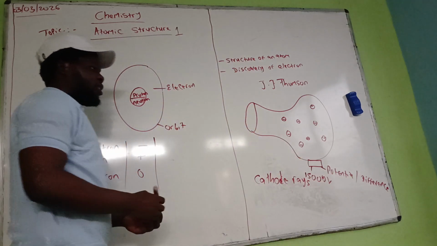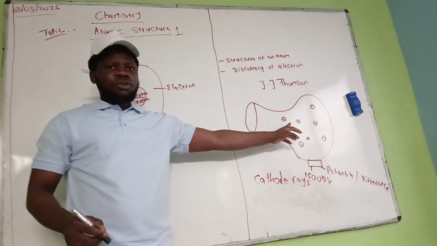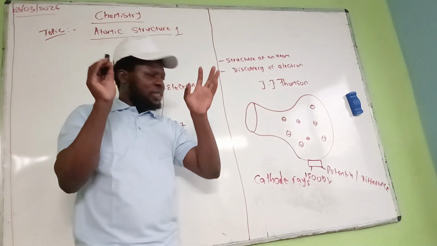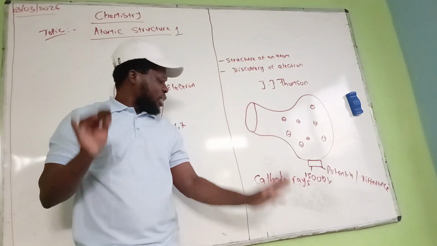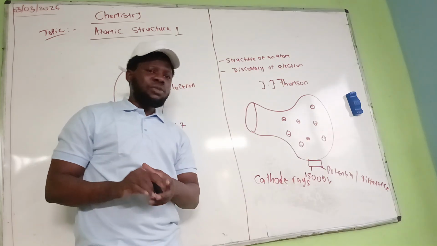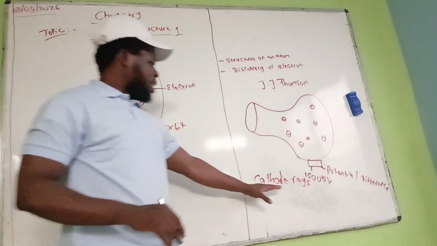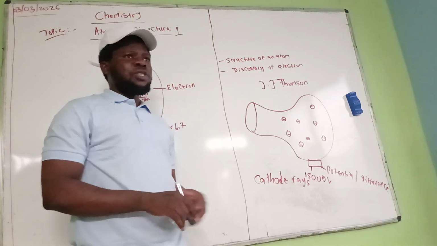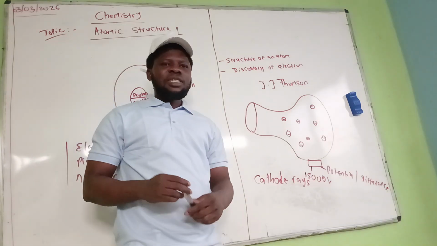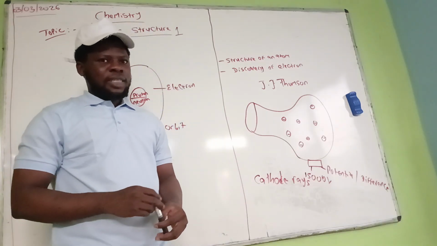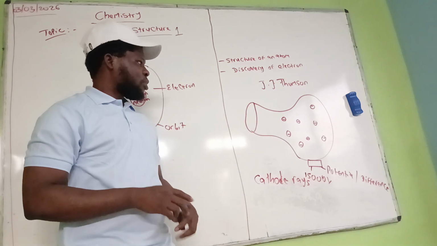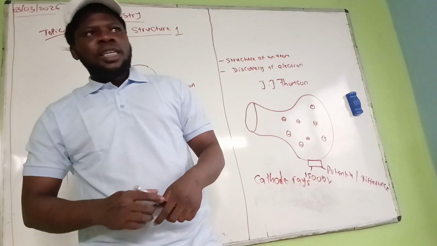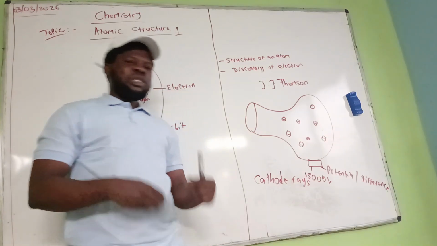He called the rays, that is, the particles of the gas when glowing, what? He called them cathode rays. And he said some things about cathode rays. He said cathode rays are negatively charged particles. They are negatively charged particles. So this is how J.J. Thomson discovered the electron and also the charge.